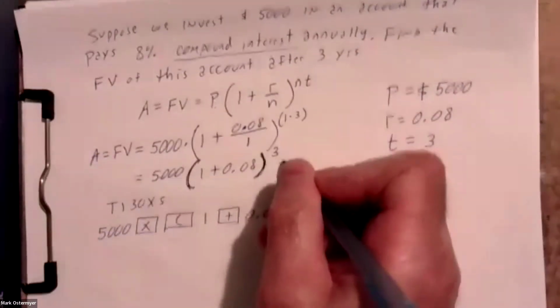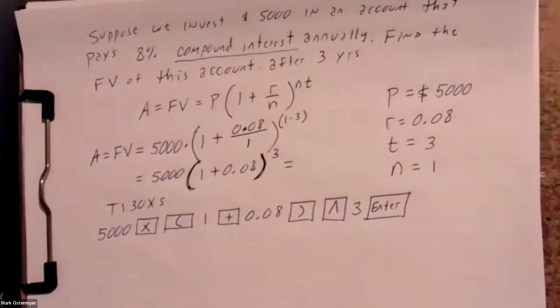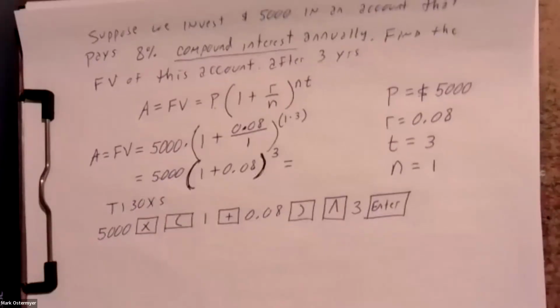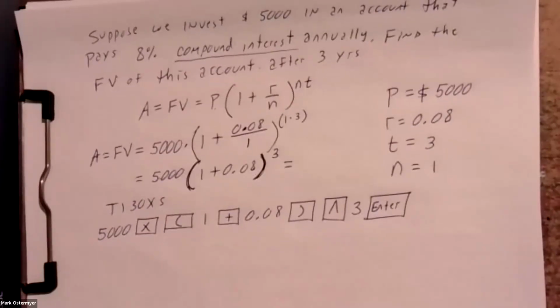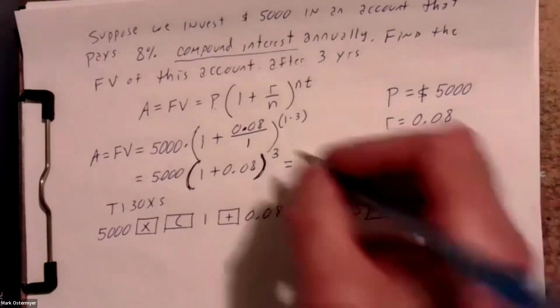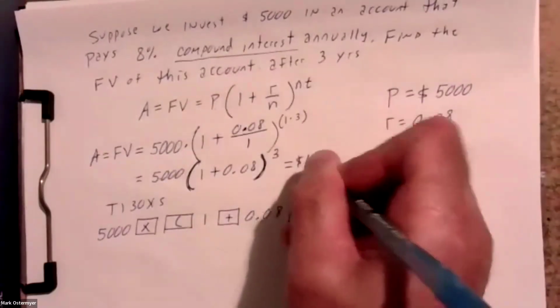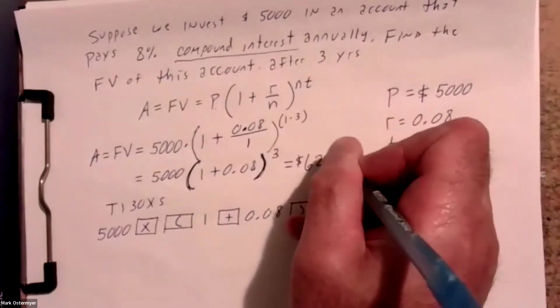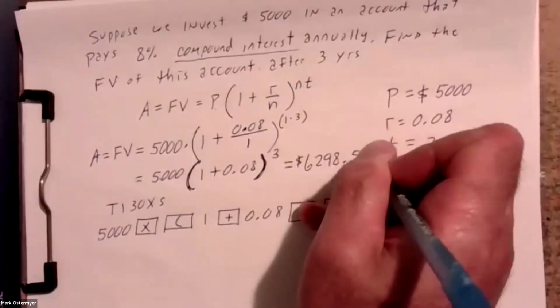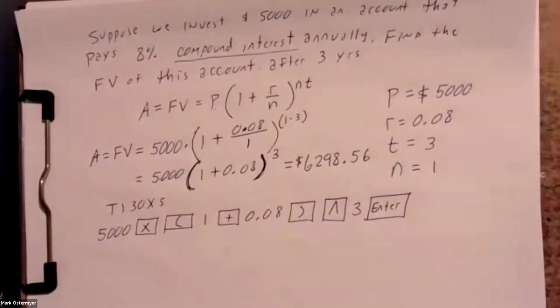And what do we get? How much money will be in this account 3 years from now if it is invested at this compound interest? $6,298.56. That's right. So at the end of the day, we'll have $6,298.56. Okay.